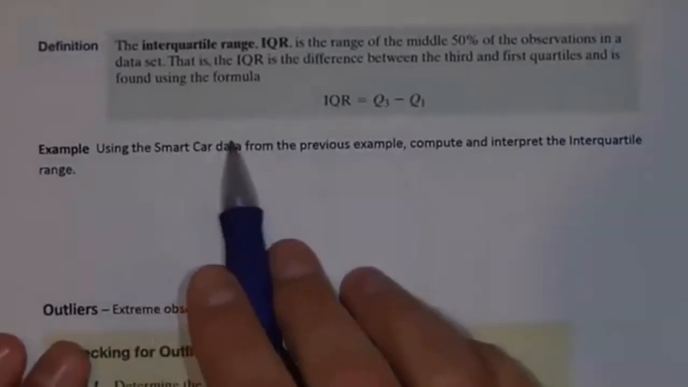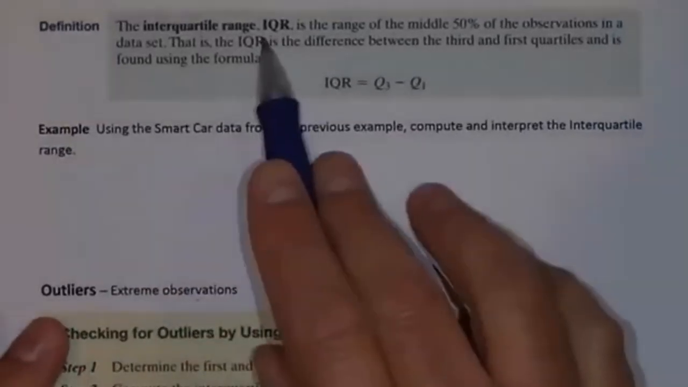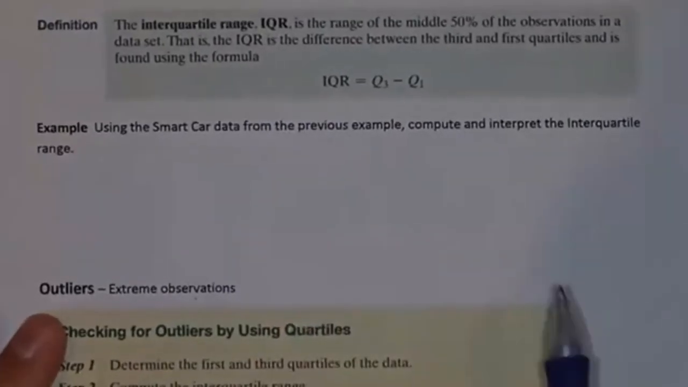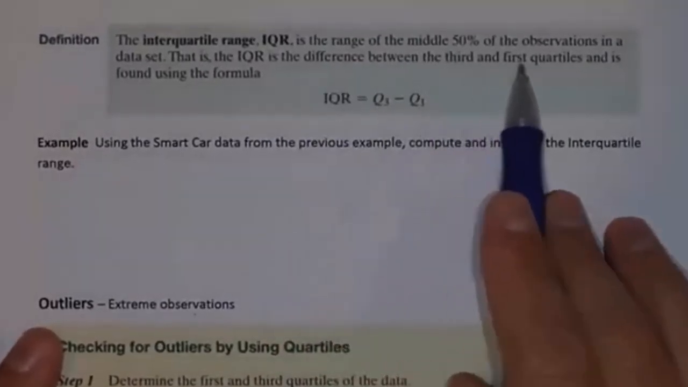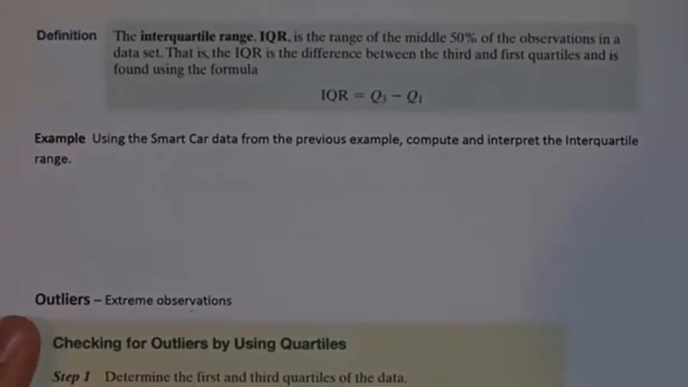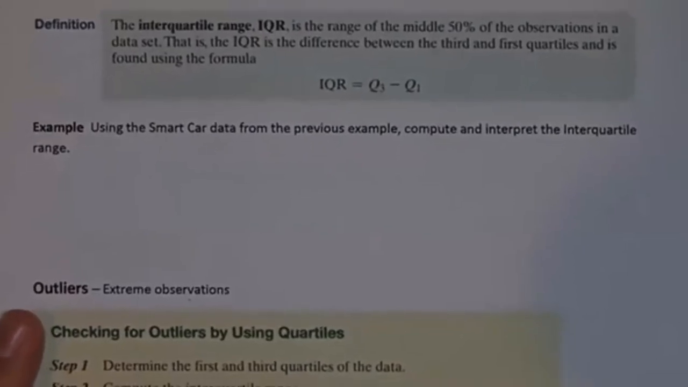The interquartile range, abbreviated IQR, is the range of the middle 50% of the observations in the data set. The interquartile range is another measure of dispersion that we can use. So we had the range, if you'll remember. The range was the largest value minus the smallest value. The trouble with the range was it was not resistant.